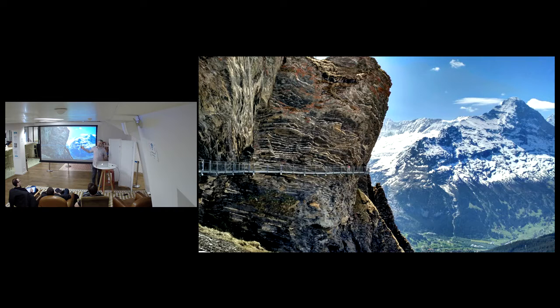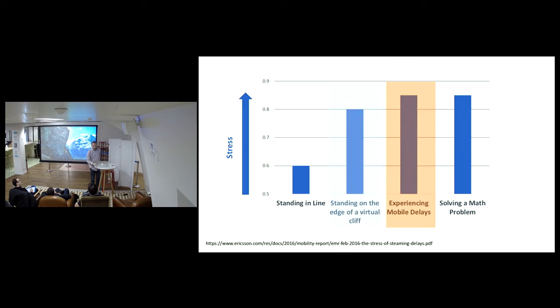But related to performance, Ericsson did a study about 2 years ago where they put sensors on people's brains to measure stress responses, and they found that thinking about queuing up for a line raised people's stress. People thinking about walking on the edge of the cliff felt more stressed out. But interestingly, experiencing mobile delays is actually more stressful to people than standing on the edge of a cliff. Think about when you're standing on the edge of a cliff, that is how customers feel when we build a slow mobile experience.